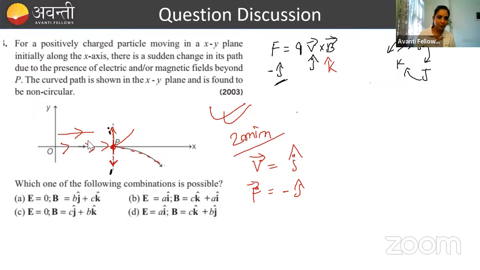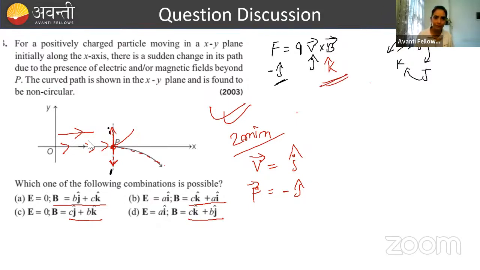So whatever magnetic field terms are given in the options, try to see where the magnetic field is in the k cap direction. You will see it is in all of them. In the first option, the magnetic field is in j cap and k cap direction. Here it is in k cap and i cap. Here it is in j cap and k cap. Here it is in k cap and j cap. Okay, so k cap is sure to be there.